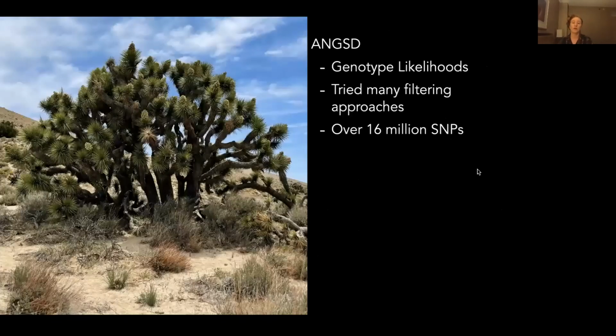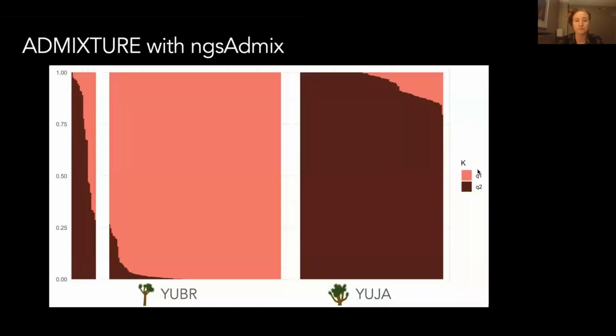So far we've tried many filtering approaches to get a good quality data set of SNPs and genotype likelihoods. And so far we've identified over 16 million SNPs across the genome. And we've taken that information and run it through admixture using NGSadmix.